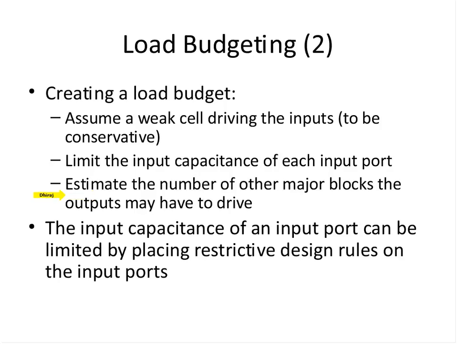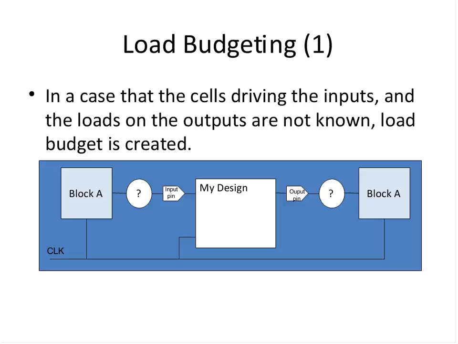This is very important. Estimate the number of other major blocks the output may have to drive. So for the output, if you cannot estimate, then what do you do? You apply a load here, which is typically the maximum load your combinational cell can drive. So for example, you have three cells X1, X2, X4. Choose what maximum load your X4 can drive and set load to that value here.